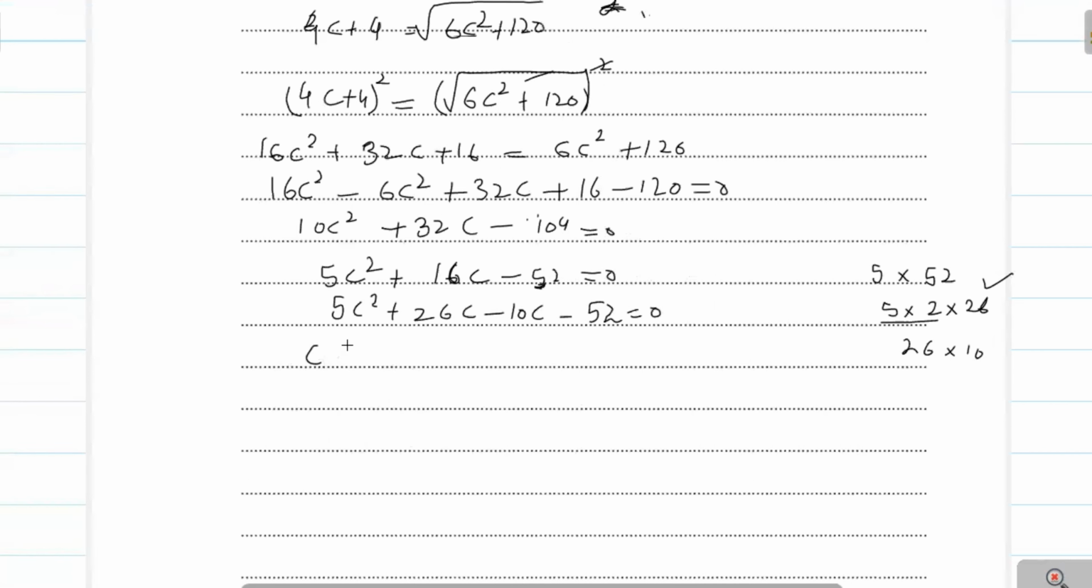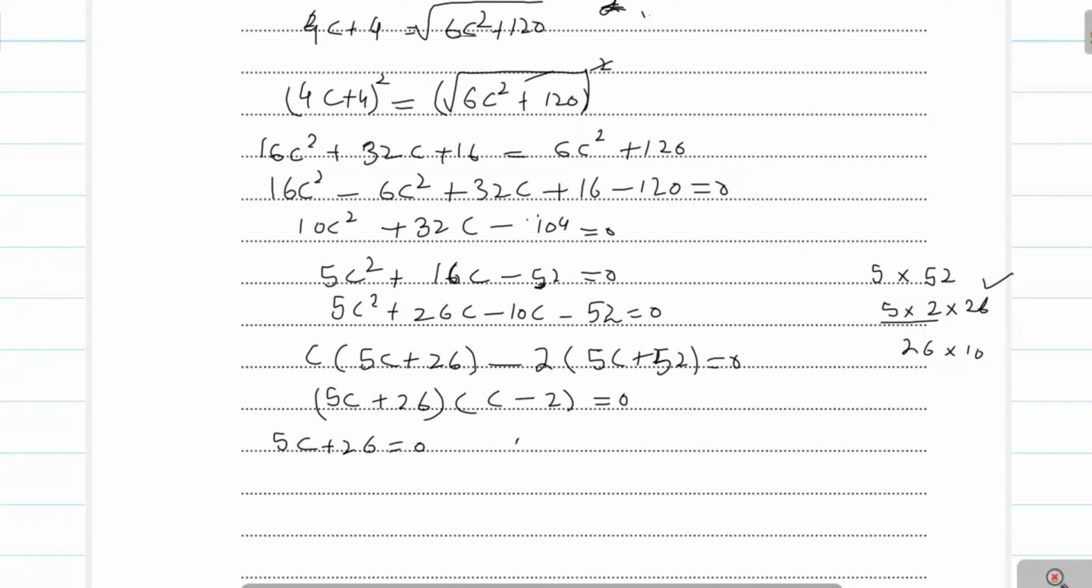You see here, say 5C is a common factor, this value becomes 5C plus 26 minus 2, take another common, this becomes 5C plus 52 equal to 0. We can write (5C plus 26) into (C minus 2) equal to 0. So 5C plus 26 equal to 0, or C minus 2 equal to 0. This value is C equal to minus 26 over 5, and this C equal to 2.